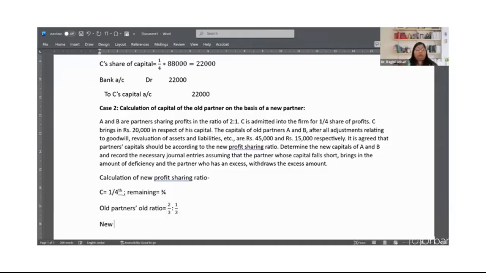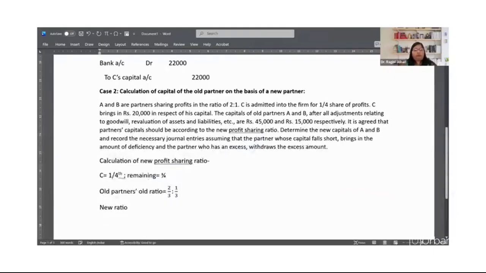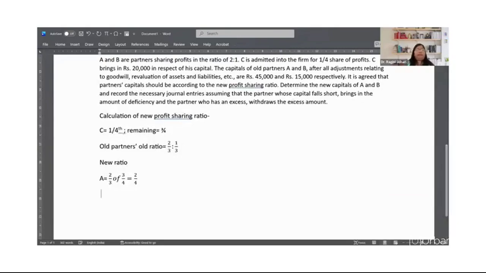Now, the new ratio for A will be 2/3 of 3/4. 2/3 of 3/4 becomes 2/4. Let's leave it like this because C's share also has denominator 4. So let's do it this way. Similarly for B, this will be 1/3 of 3/4. This comes to 1/4.